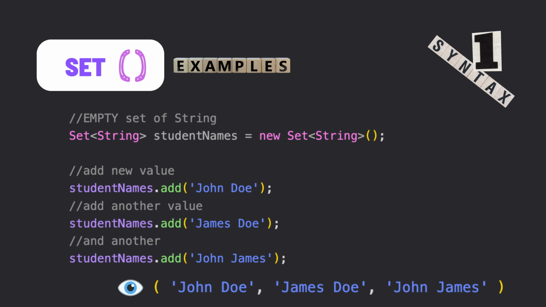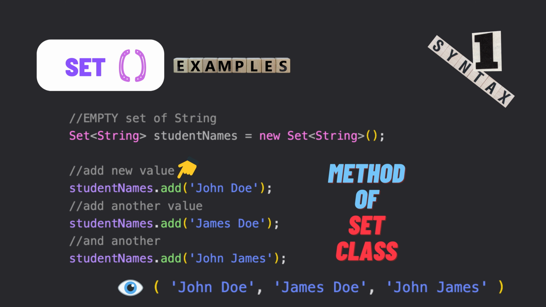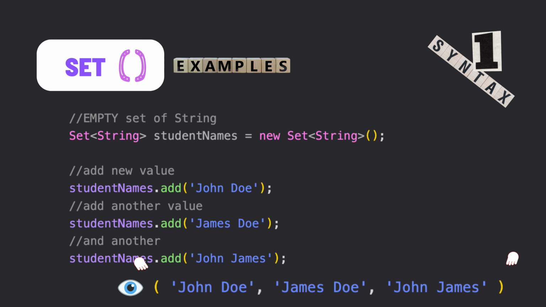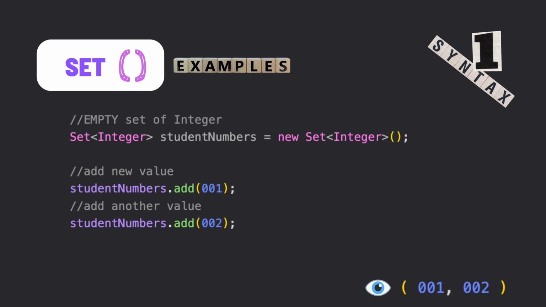Similar to list, we use the add method to add a value by passing it as a parameter. This is what our current visual looks like. Don't forget to visualize it as parentheses and not square brackets. Let's look at an example of an integer set where we already have two values added to the variable. Before we move further, take a good hard look at our visual.